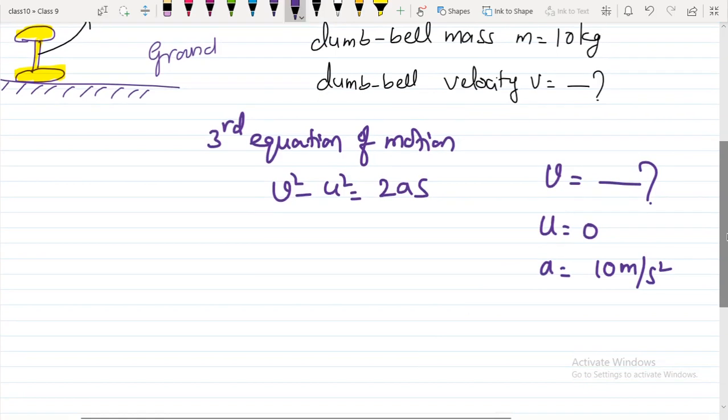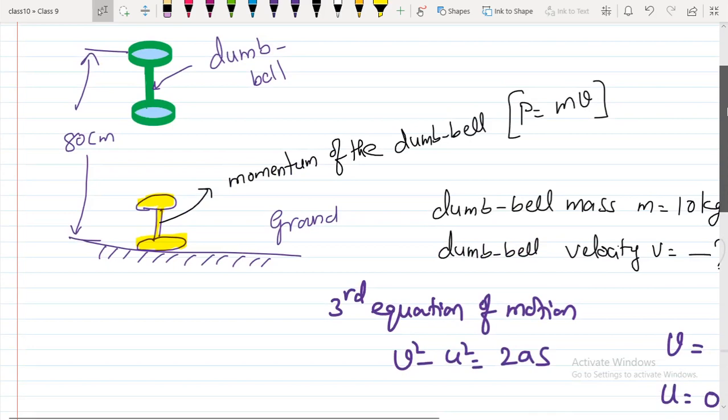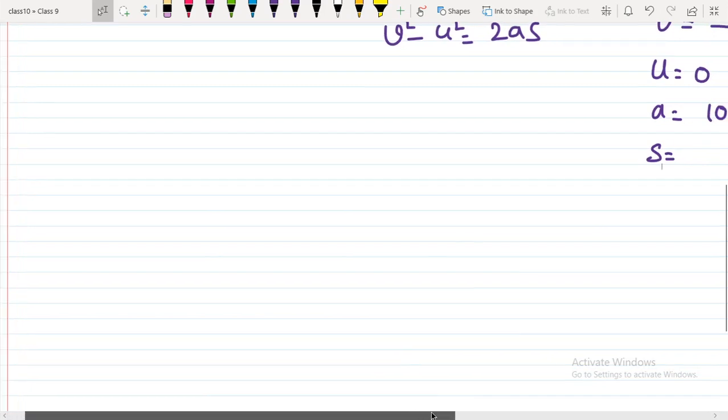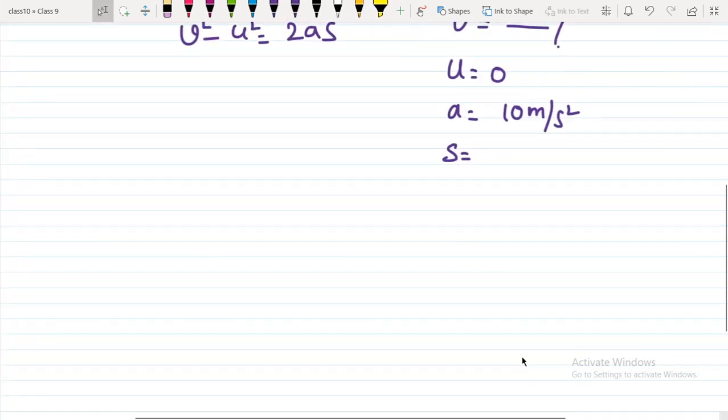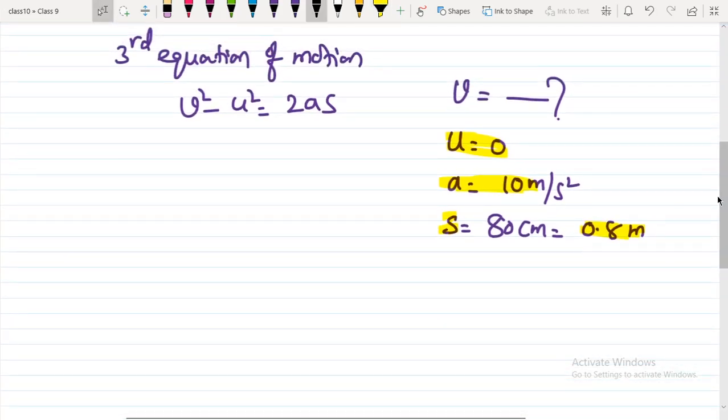And S we need. S is the distance between the ground and the dumbbell. So that is mentioned as 80 centimeter. If you convert that into meters, it becomes 0.8 meters. So these are the values: initial velocity u, acceleration a, and distance s. So by using these values, let's try to substitute them in this formula.